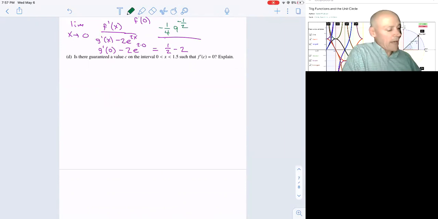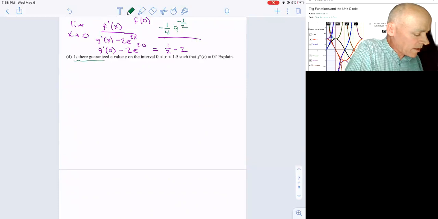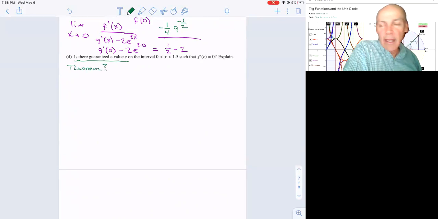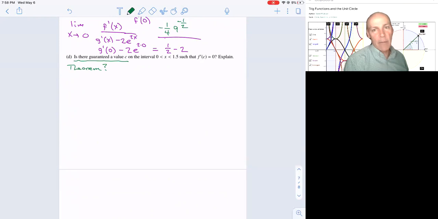Is there guaranteed a value C in the interval 0 to 1.5 such that f prime of C equals 0? Explain. Well, is there guaranteed a value C? That's a theorem problem. Which one is it? The likelihood when they test you on a theorem, and you've got just 2 questions, multiple parts for each, not a whole lot of time, is Mean Value Theorem for derivatives. I don't want you just thinking that's only what it's going to be, but it's better than a 50-50 chance, maybe.